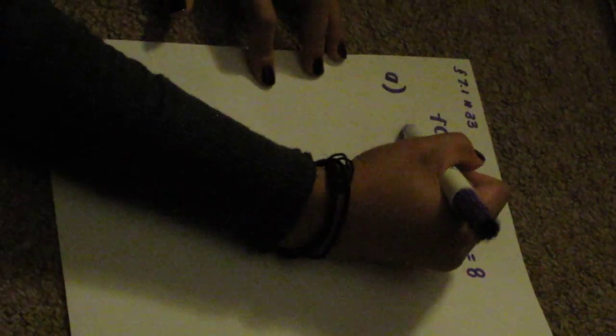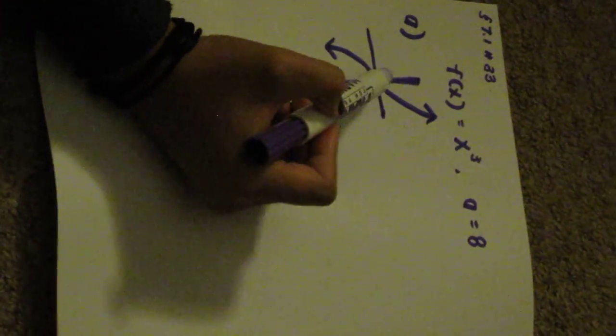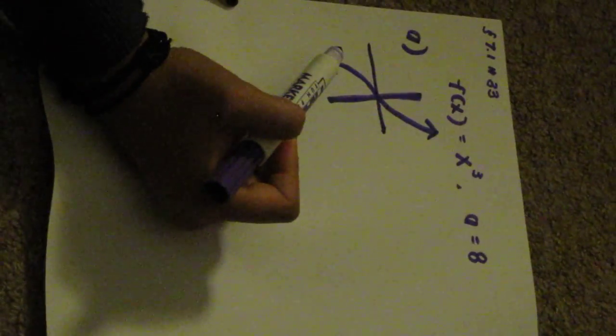And to do that, you can just show your function, and the graph of that looks like this. And as you can see, your function is always either increasing or decreasing, so you know that it's 1 to 1.